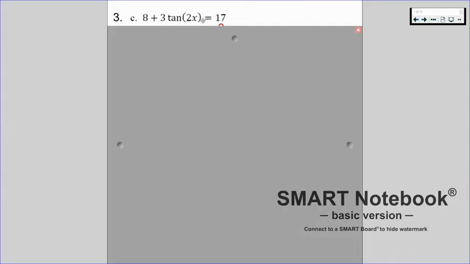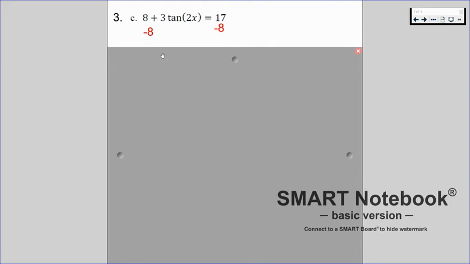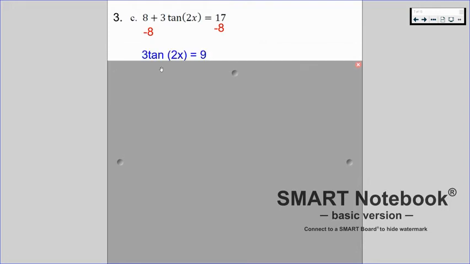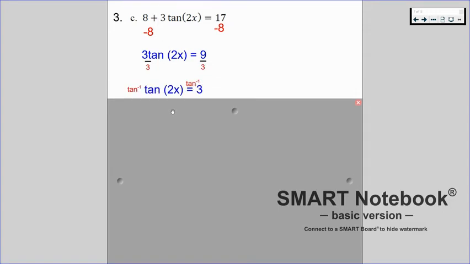8 plus 3 tangent 2x equals 17. So my first thing here is I need to get rid of this 8. So I'm going to subtract 8 from both sides. And I end up with 3 tangent of 2x equals 9. We're then going to get rid of the 3. Again, trying to get this tangent by itself. So divide everything by 3. We get tangent 2x equals 3.